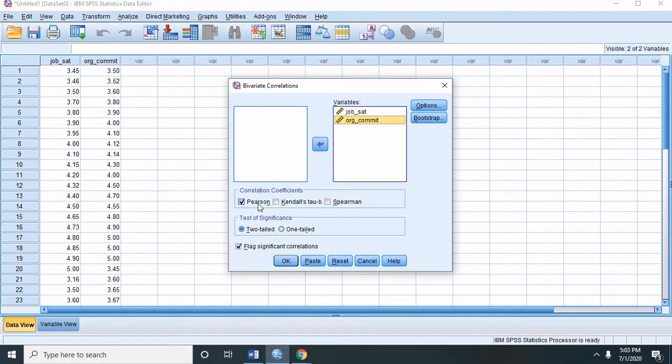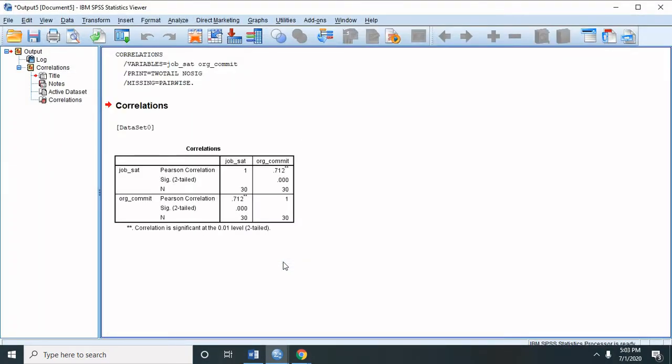The default is Pearson, but we also have here the non-parametric tests, the Kendall's Tau and the Spearman's Rho. But we will use the Pearson R in this tutorial. We will also choose the two-tailed test of significance. You click OK. So we have here the results of analysis.